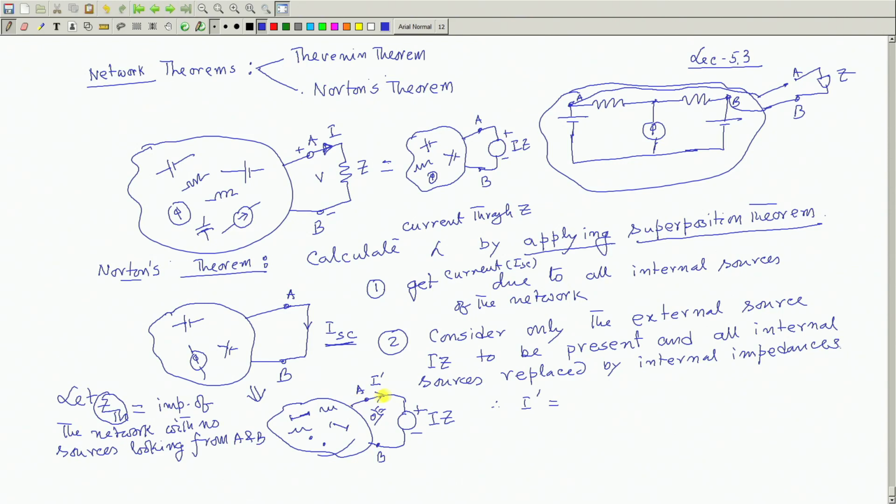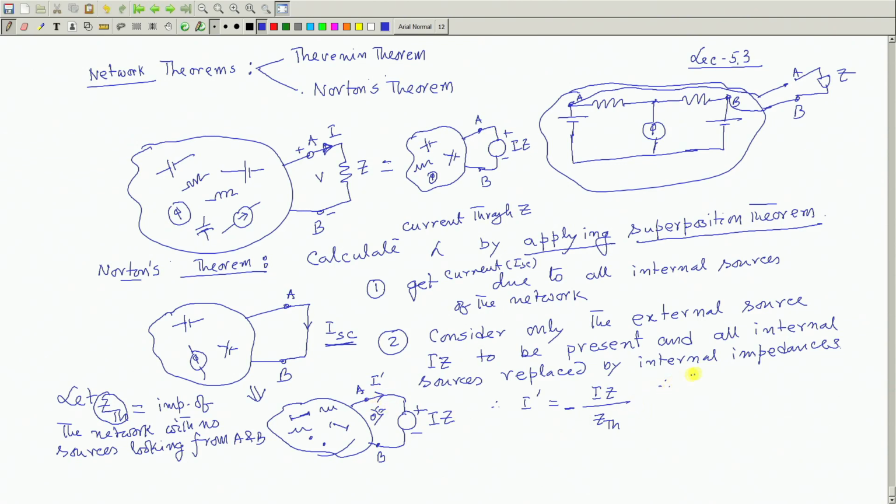So, what will be the current? This I dashed will then be I Z divided by Z Thevenin's with a negative sign, because the current flows this way. So, I have calculated this current I dashed, it will be this.